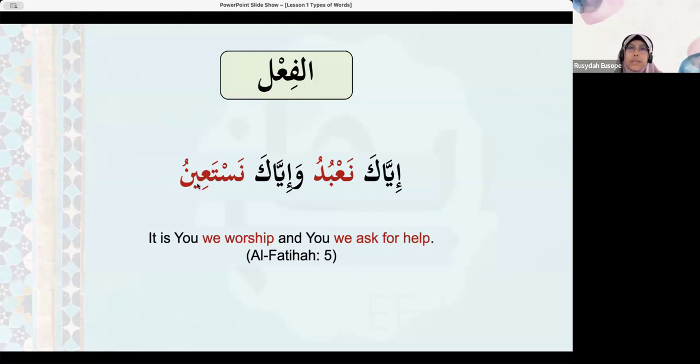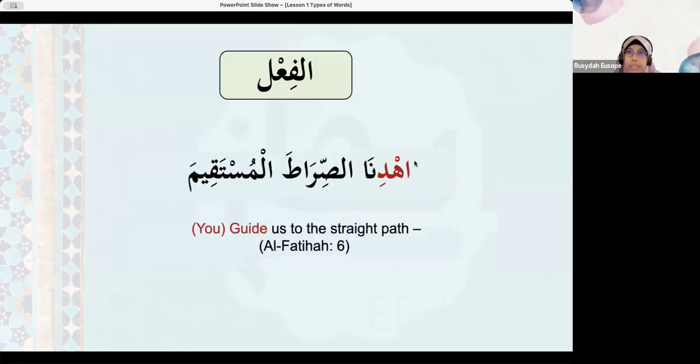And then nasta'inu means we ask for help. Nasta'inu is also another example of a verb, fi'il. So this is an action, asking for help. And then ihdina.